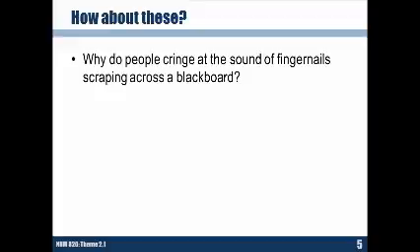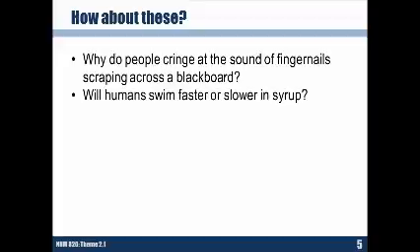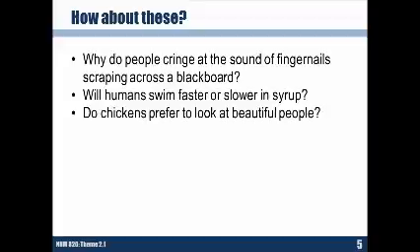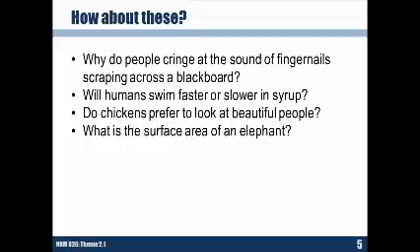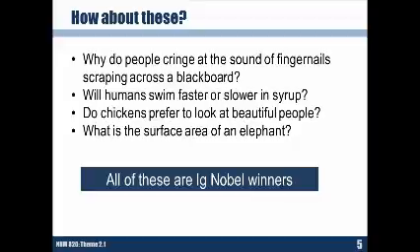Why do people cringe at the sound of fingernails scraping across a blackboard? Silly. Will humans swim faster or slower in syrup? Do chickens prefer to look at beautiful people? Or what is the surface area of an elephant? All of these are Ig Nobel Prize winners. Now, the Ig Nobel Prize is a prize that is given for research that makes you laugh and then makes you think. In other words, it is still valid research.